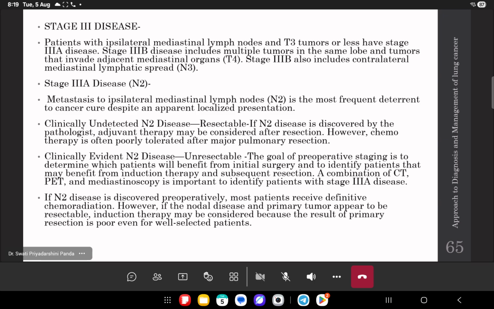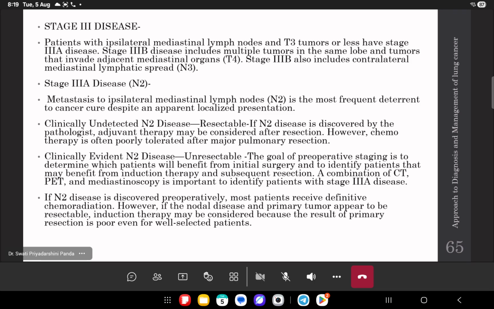And these are of two types. Clinically undetected N2 disease: these are resectable if N2 disease is discovered by the pathologist. Adjuvant therapy may be considered after resection. However, chemotherapy is often poorly tolerated after major pulmonary resection. Clinically evident N2 disease: unresectable.